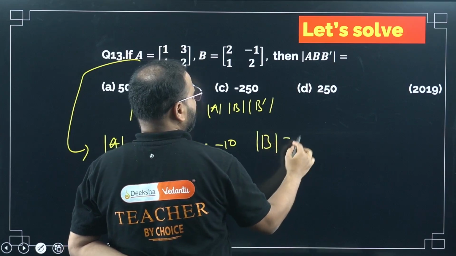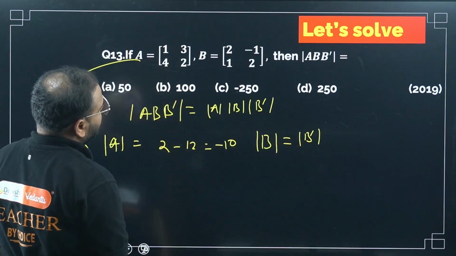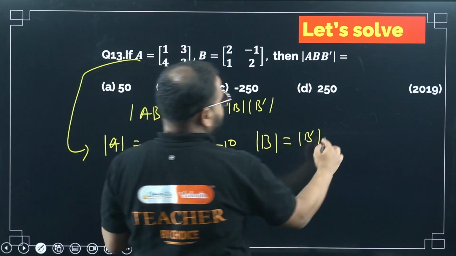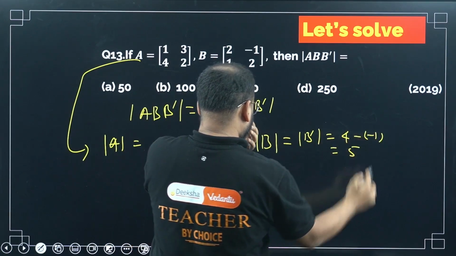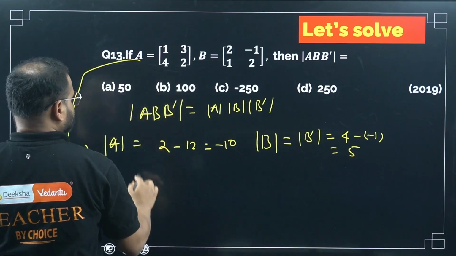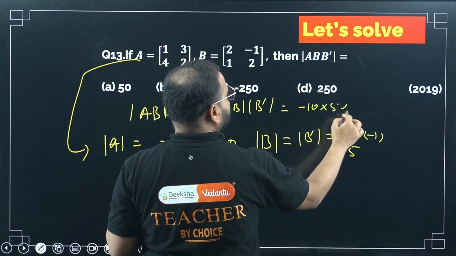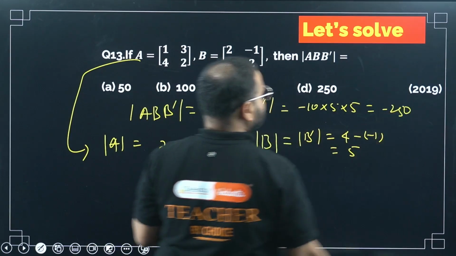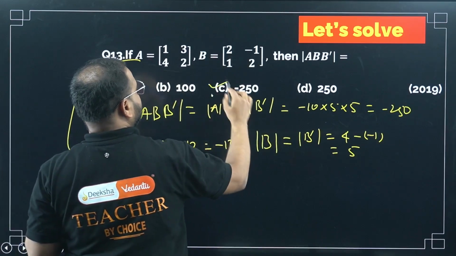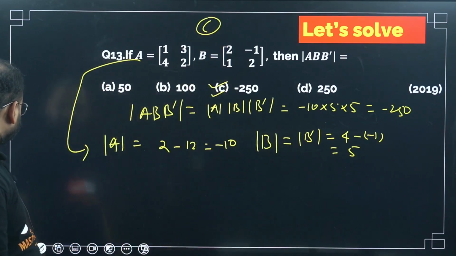Same as this also, right? How much is that? 4 minus 1, so 5. What is the answer for this? Minus 10 into 5 into 5. How much is that? Minus 250. Option C. Simple problem. Yes, let's move on.